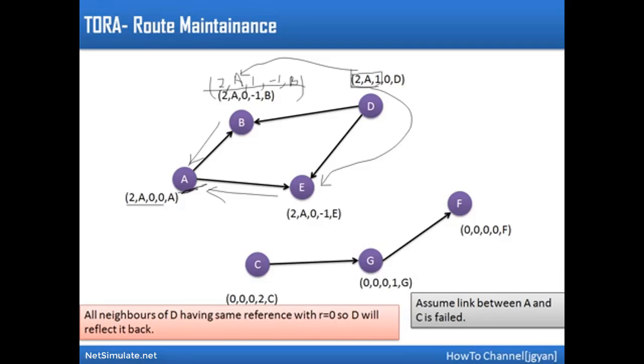node A is not having any downstream link, and why did this happen? Because of the route maintenance process. So whenever this happens, these nodes compare their neighbors' references, and A will find out the reference of B is 2A1, the reference of E is 2A1. After updating it will be 2A1, and this will be minus 1, and it will be E. So both are having the same reference. Now there is a difference.